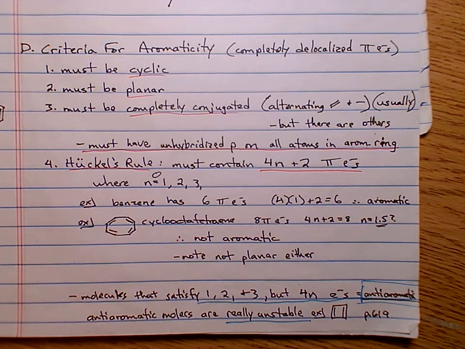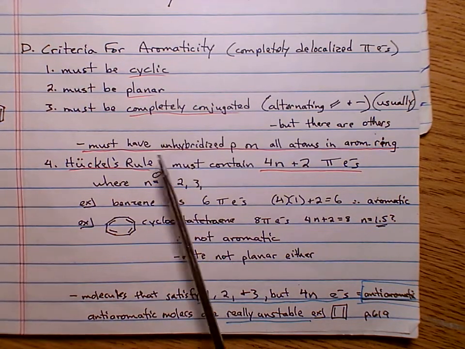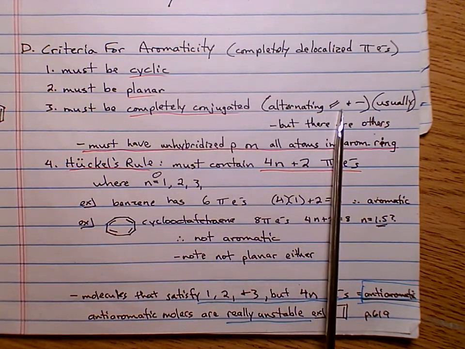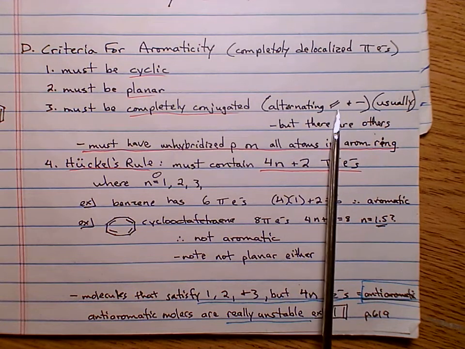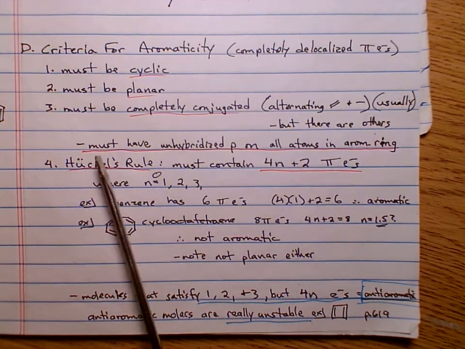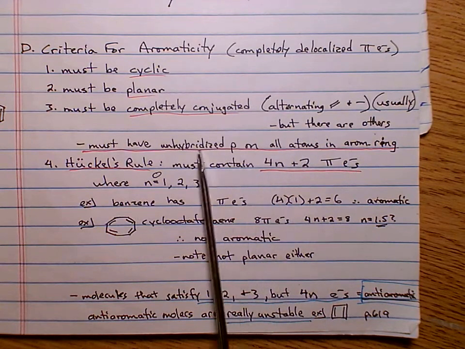There are other ways. Recall, carbocations have unhybridized p orbitals with no electrons in it. Carbanions are trigonal planar. They have an unhybridized p orbital with 2 electrons in it. So watch out for this completely conjugated. Just because you do not see completely alternating double single bonds does not mean that it's not completely conjugated. Look for crazy situations.